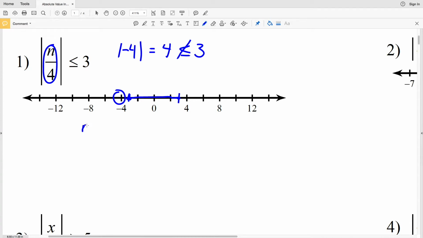So our two separate inequalities will be that n divided by 4 is less than or equal to 3, and we also have that n divided by 4 has to be greater than or equal to a negative 3, because as soon as we go past that negative 3, we're going to hit negative 4, which the absolute value of that quantity is not less than or equal to 3. But everything between that, 3, 2, 1, 0, negative 1, negative 2, and negative 3, are true for this inequality.